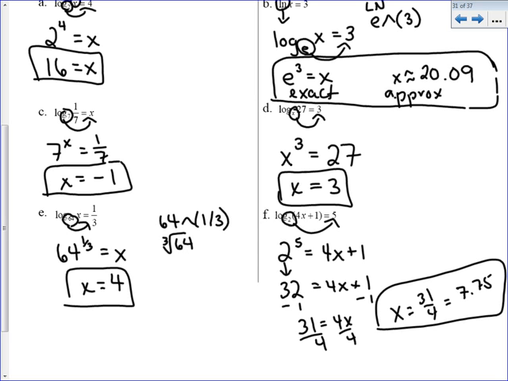So any questions on solving our log problems or solving our exponential equations?